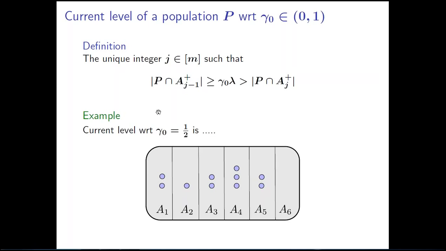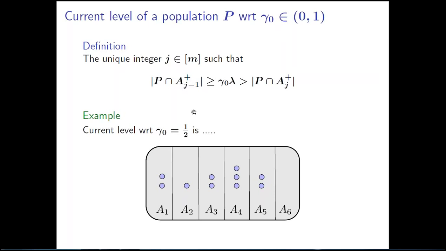Now, what we need to do is to somehow define where the population is at a particular point. So let's assume that this is our population. The way we do this is that we first think about some number, which will be fixed as a constant. Let's call this gamma naught, which should be between 0 and 1. The right value of gamma naught depends again on your application, so we will see some examples. But for now, let's assume that gamma naught is 1/2.